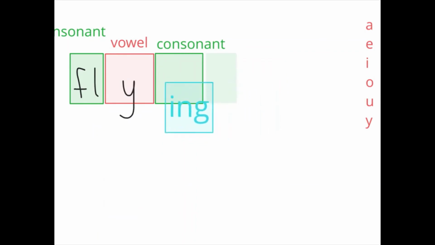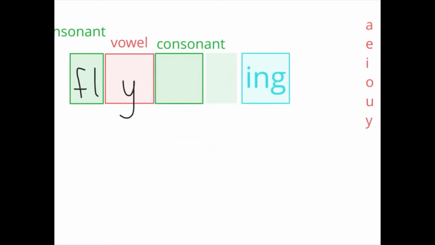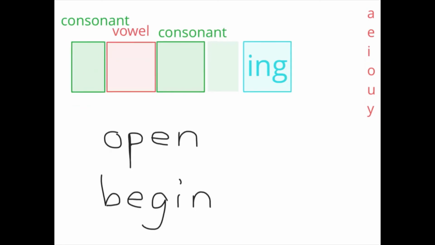So we will just add ing, flying. So these are some examples with one-syllable words. Let's look at a word that has more than one syllable. We are going to look at these two words, open and begin.